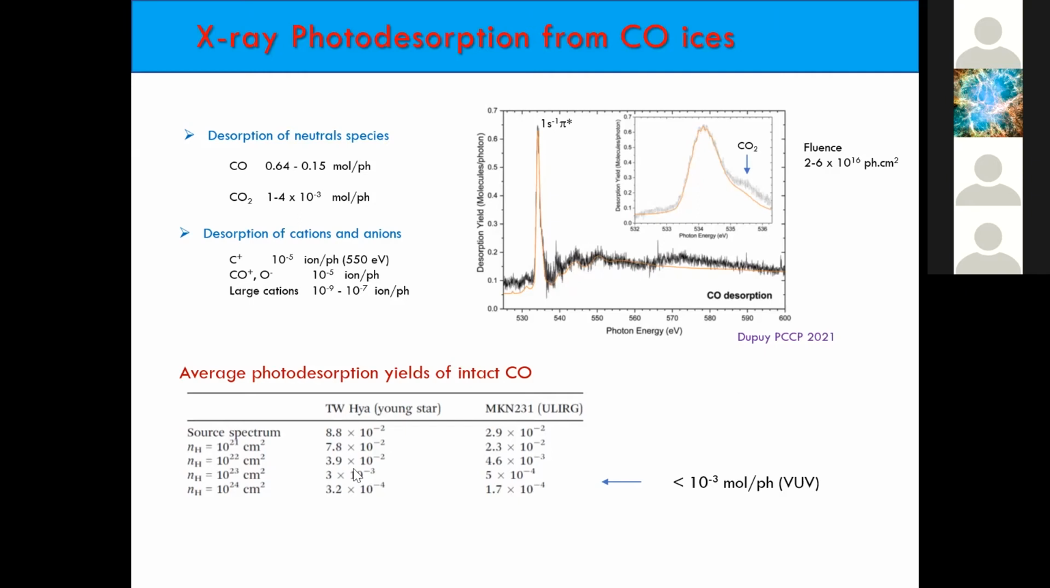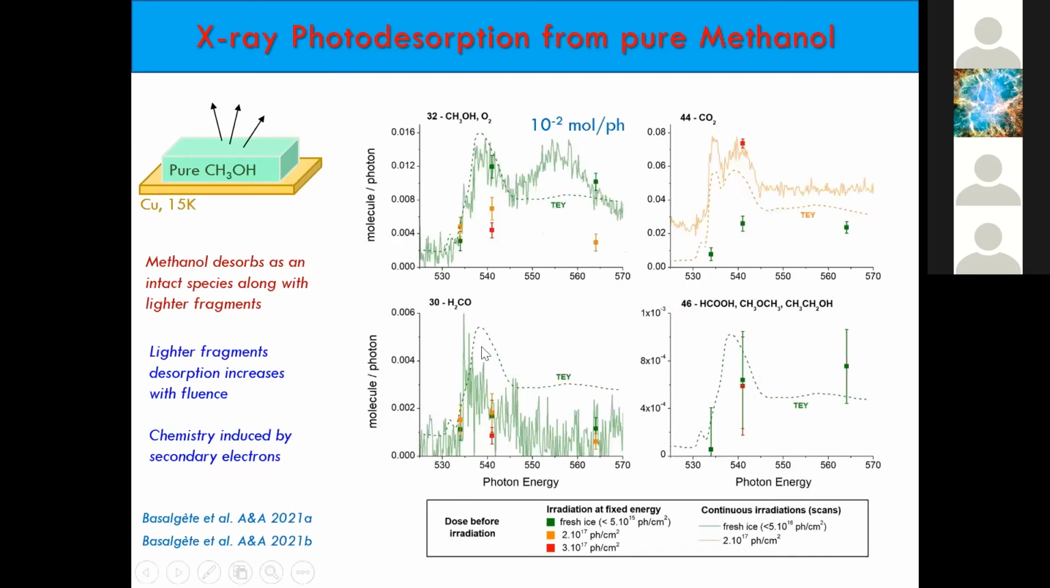That is, it is a little below what we can find in the VUV in that case. Okay, I would like to show you some results about organics now, and especially methanol. Methanol is an important molecule, of course, because it is observed at different stages of the star formation process, and it is also present in protoplanetary disks.